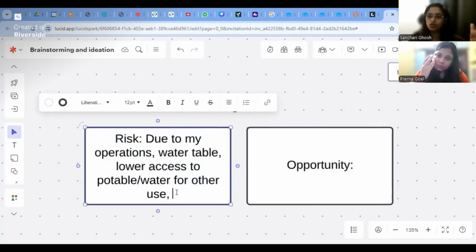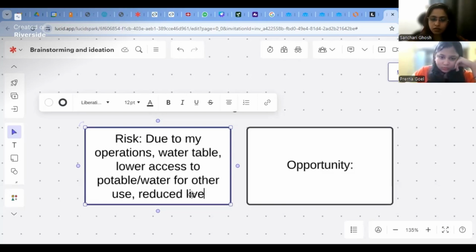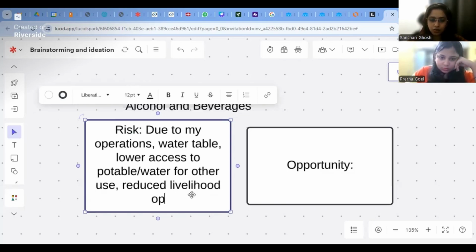Impact के point of view से सोचो. I'm thinking water stress, alcohol and beverages. तो फिर मैं डाल सकती हूँ कि reduced livelihood opportunities, क्योंकि जो जो पानी से related activities थे anyway the people in the community are not doing, like opportunities. Local communities will get affected. They are one of the stakeholders.